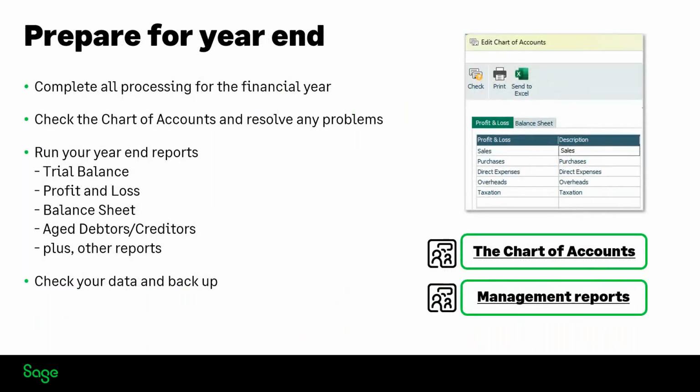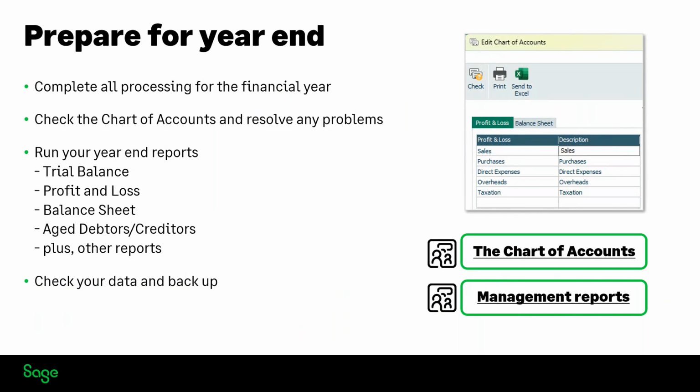So the first thing to think about is completing all the processing for the financial year before running the year end. It's why some people wait a few months before they run it, because they know they still have postings to go into that period. The longer you leave it, the more likely you are to have everything posted into the financial year that needs to be there.